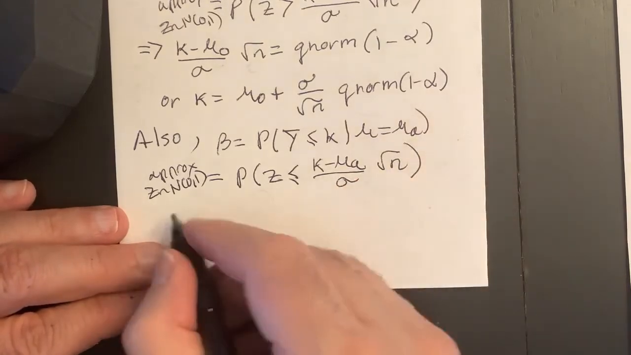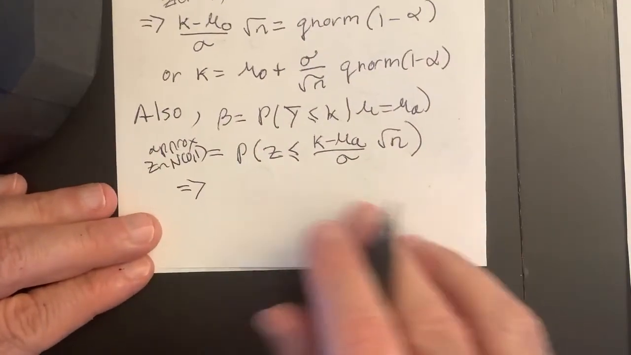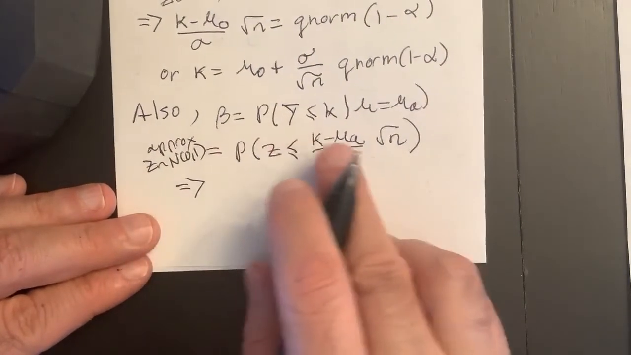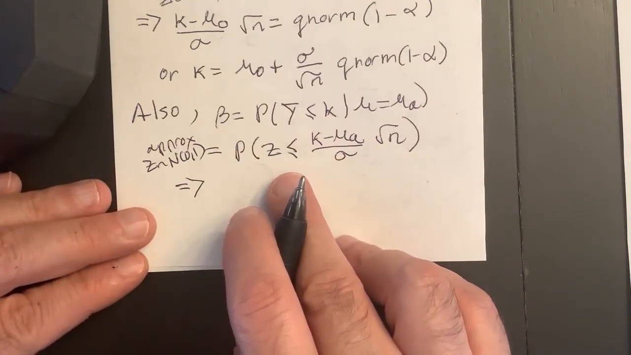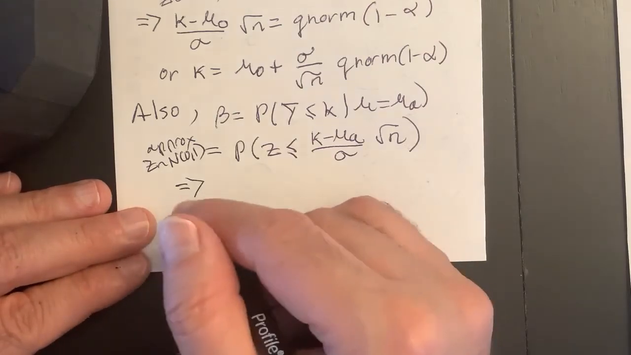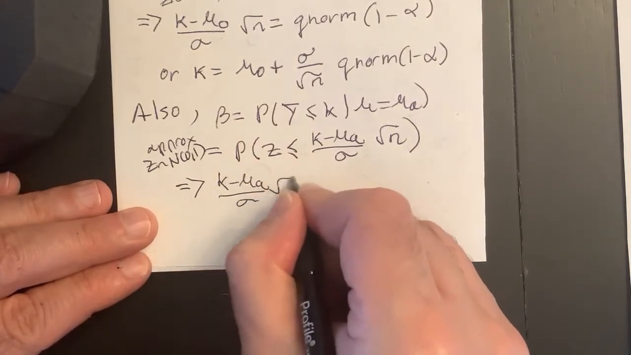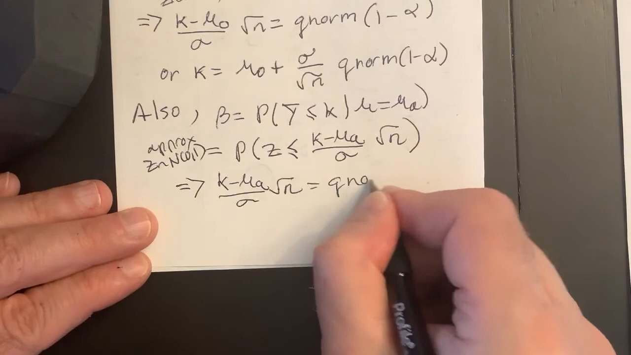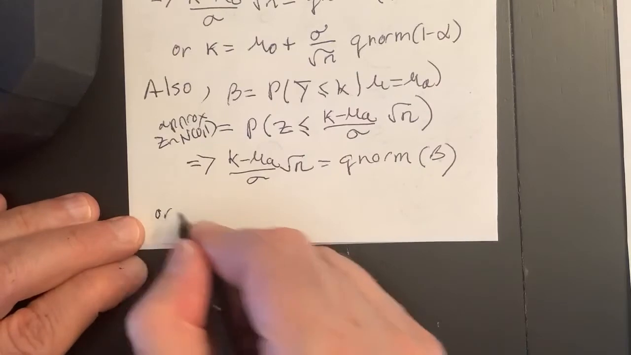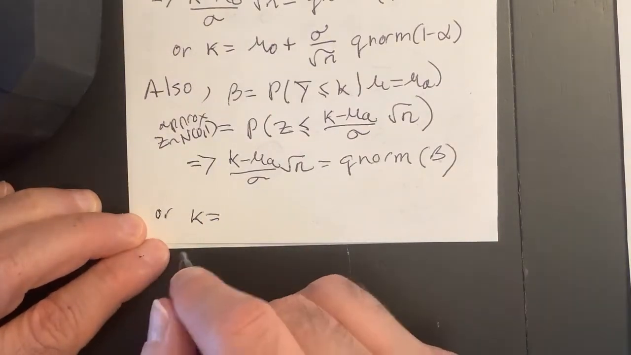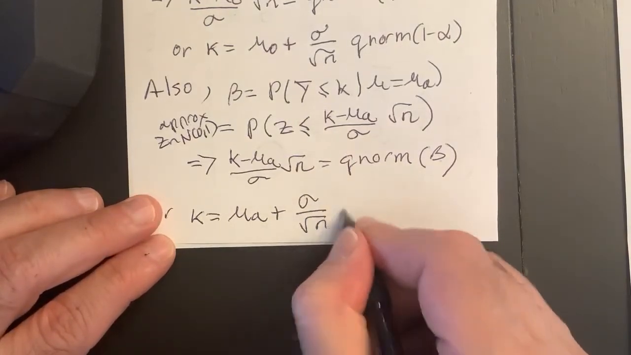which implies, since beta is equal to this probability, that this is the same thing as saying that k minus mu A over sigma square root of n is equal to q norm beta, right? Or k equals mu A plus sigma over root n times q norm beta.